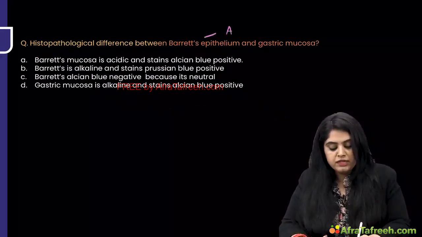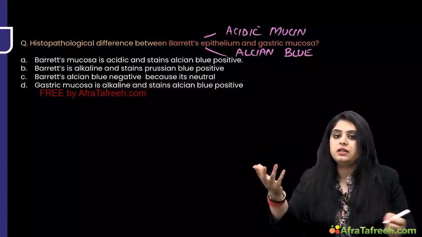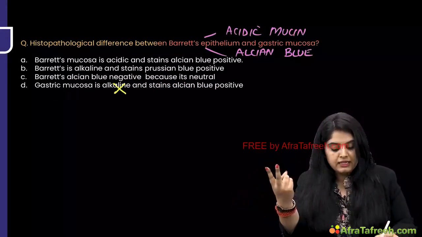Which kind of mucin did I just tell you? It is going to have acidic mucin. And what is the stain for acidic mucin? It is going to be Alcian blue. First make your own answer. Now just search for that answer. Acidic mucin, Alcian blue. Not alkaline.